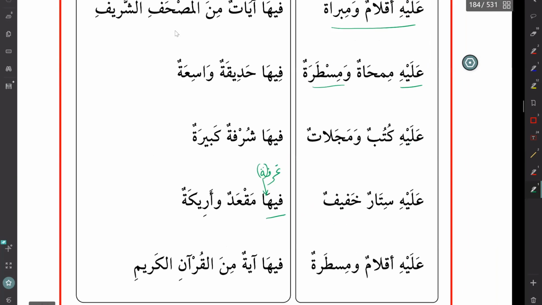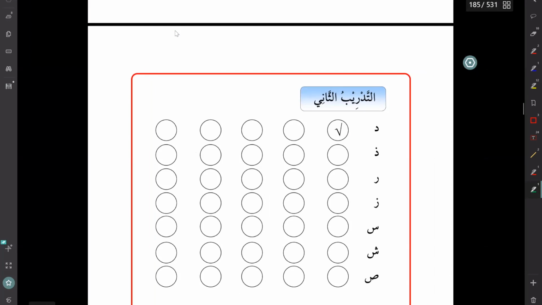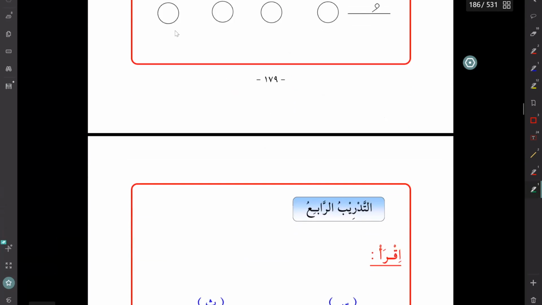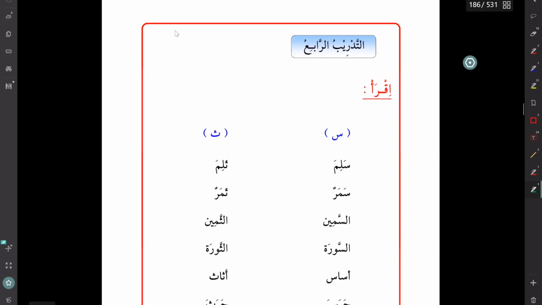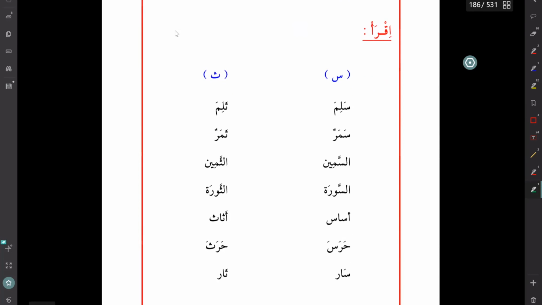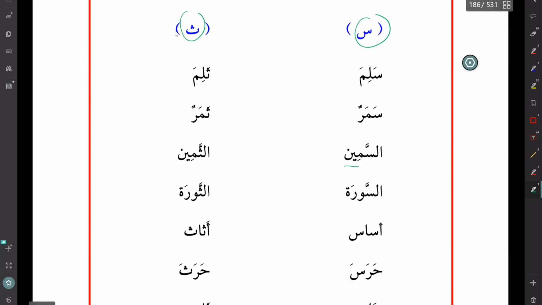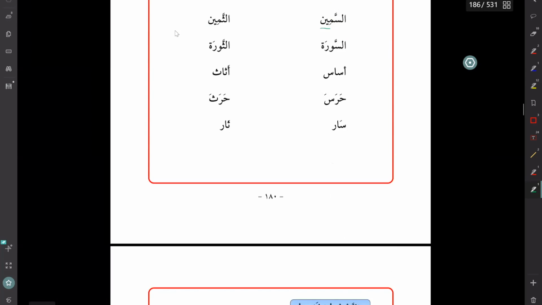Okay, now, the next exercise looks like the same listening exercise. We have to skip them because we don't have the listening materials. And at Tadrib al Rabi, the fourth exercise is your listening. Salima, Thalima. So basically, sin and tha. Samarun, Thamarun. Samin and Thamin. Okay, so inshallah you can practice them.